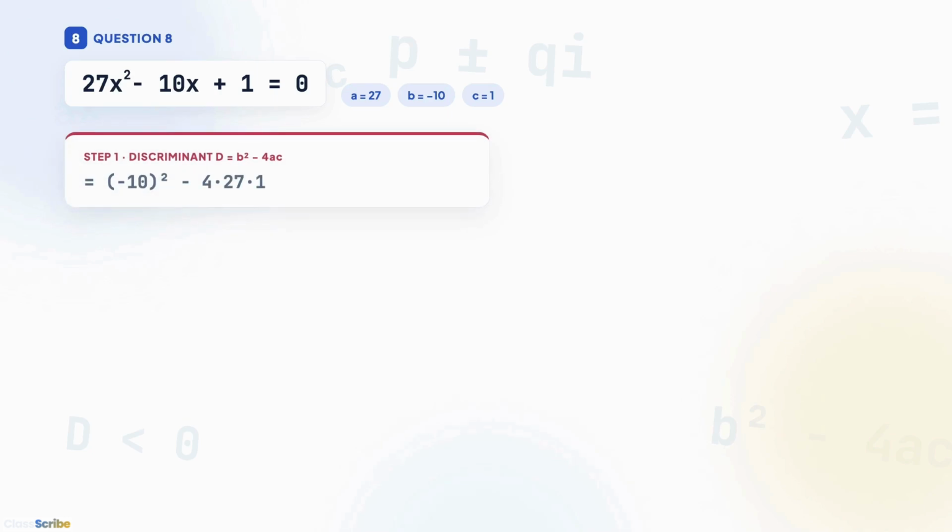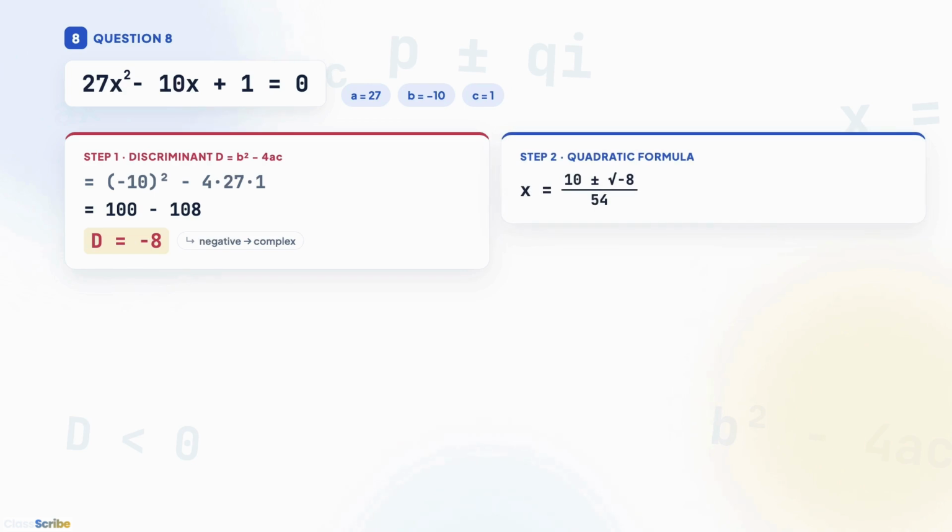Now let's solve question 8. The equation is 27x² − 10x + 1 = 0. Here a equals 27, b equals −10, and c equals 1. The discriminant becomes 100 − 108, which is −8. Again, we get complex roots.